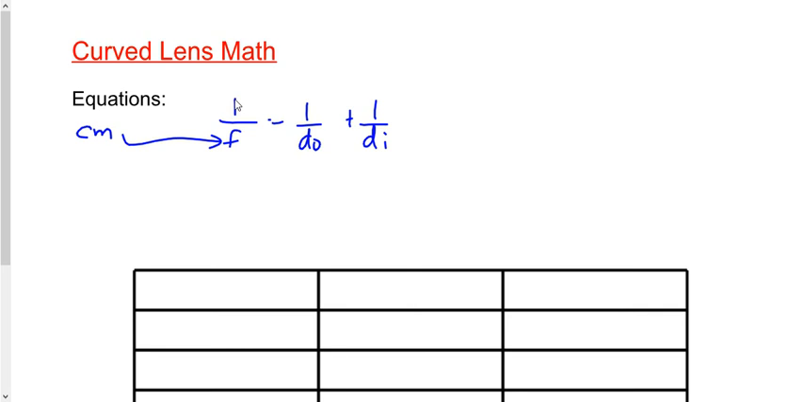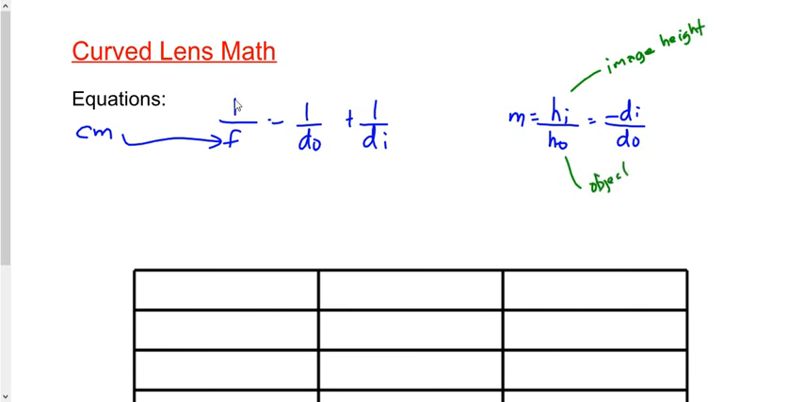Now, the other equation is called the magnification equation. M, the magnification, is HI over HO, and it's equal to negative DI over DO. DI is the image distance from the lens to the image. DO is the distance from the lens to the object. HI is the image height. And HO, of course, is the object height, how tall the image and the object are.